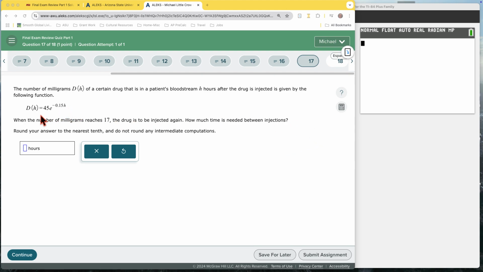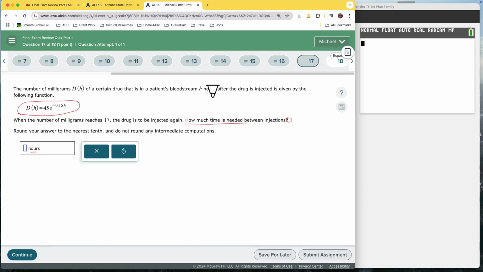We've got a function given to us, exponential. Looking for the question: how much time is needed between injections? So we're looking for time in hours. We look for that first. Then we can read over the number of milligrams, D of H. The answer to this is going to be in milligrams, not time.